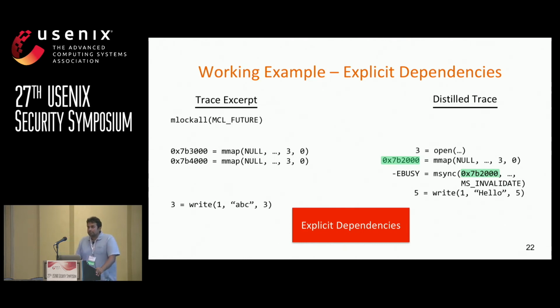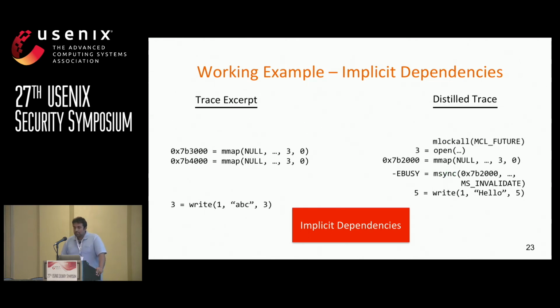Since there are no more explicit dependencies, it moves on to the implicit ones. And the only one it can find is between msync and mlocall, like I described before. So it'll add mlocall to the distilled trace, but since there are no more dependencies to add, it'll mark the trace as distilled.